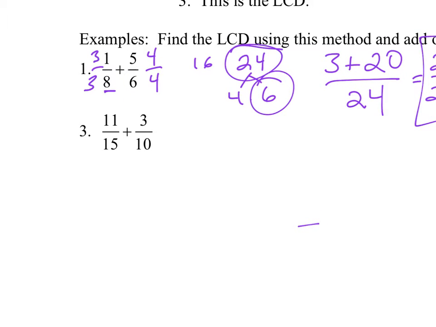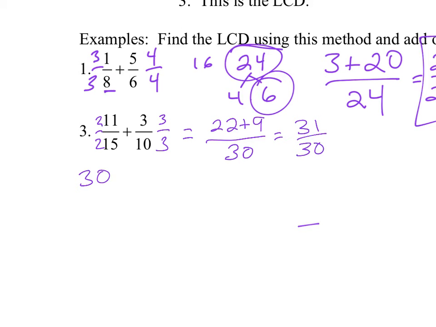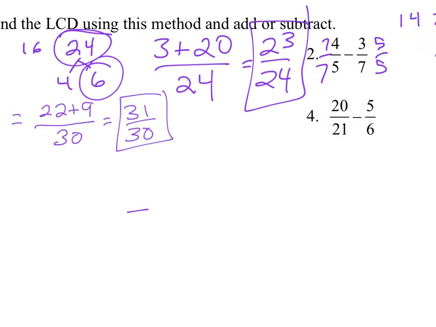All right, so 15 times 2 is 30. 30 is divisible by 10, so that's my lowest common denominator, which means this needs to be multiplied by 2 over 2 and this by 3 over 3. So I've got 22 plus 3 times 3 is 9 over my 30, which is my common denominator. 22 plus 9 is 31 over 30. And that's my answer.